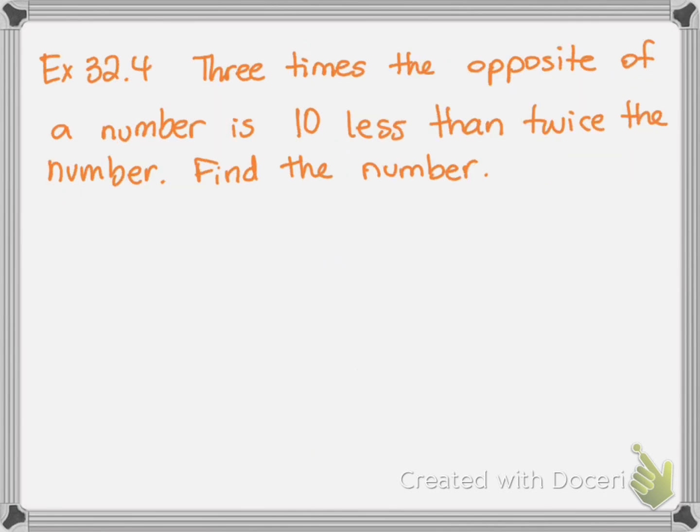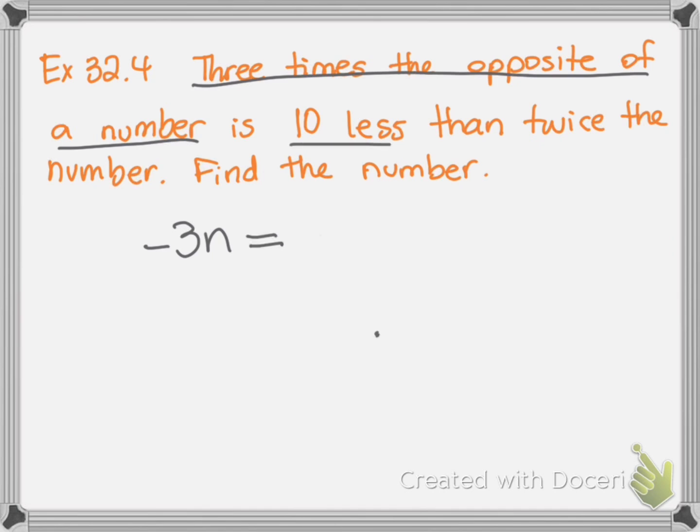3 times the opposite of a number. All of these we translate into negative 3n. 3 times the opposite is putting the negative in front of a number, is, there's the equal sign, 10 less than, there's our red flag, twice the number, so 2n minus 10.